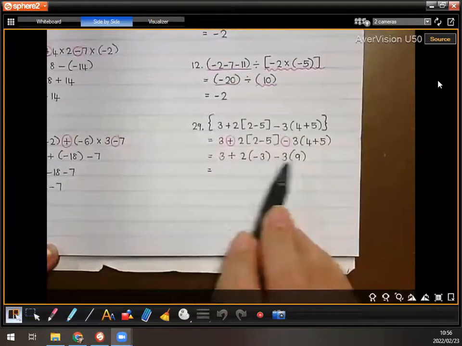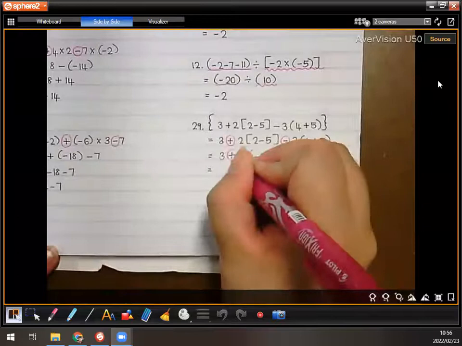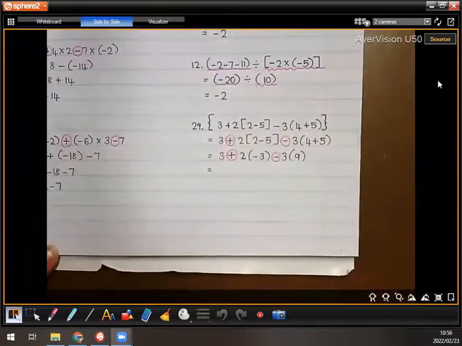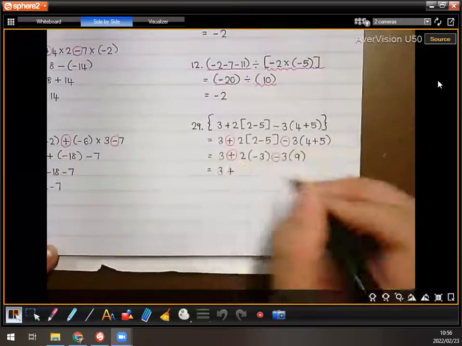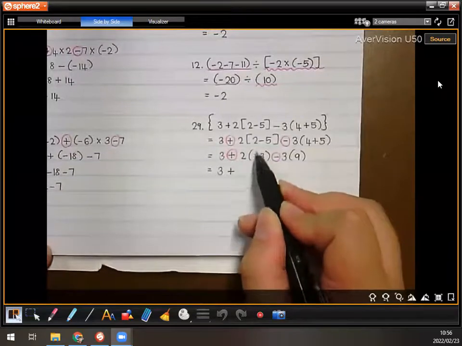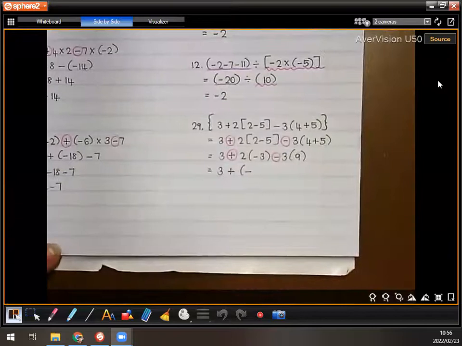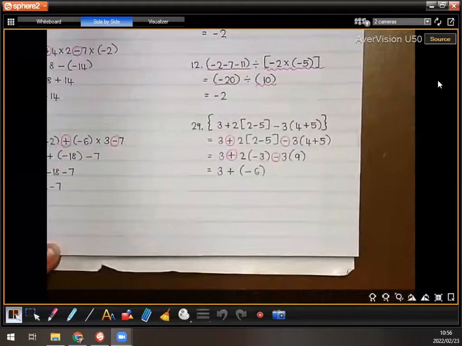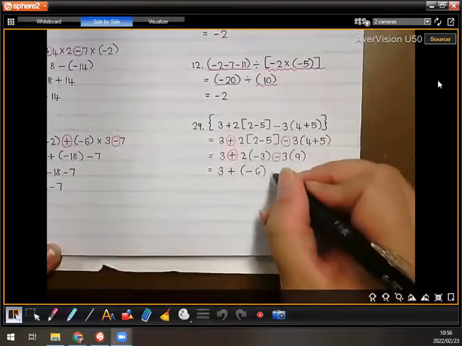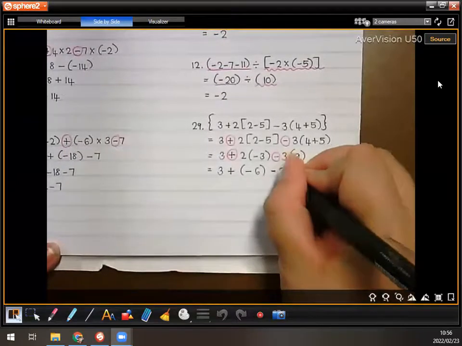Equals, we still have those separate terms, right? You can still circle the same plus and minus if you want. We haven't actually fully calculated the values of those terms. So 3 plus, now what is a positive times a negative? Negative. So now because it's a minus, we're putting a bracket there, okay? What's 2 times 3? 6. Minus, what is 3 times 9? 27.